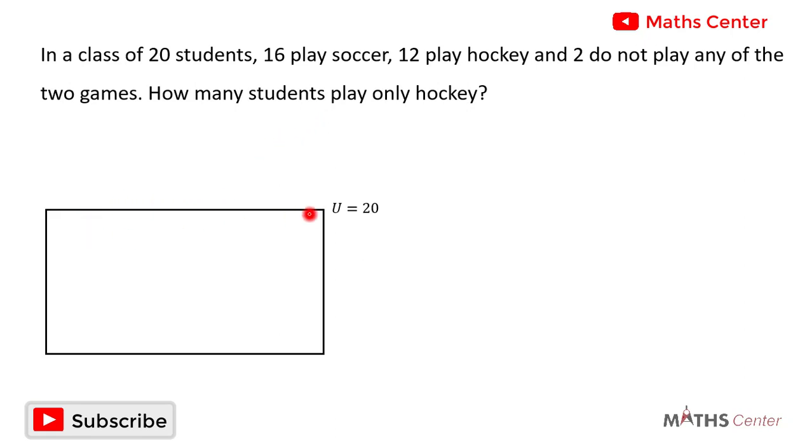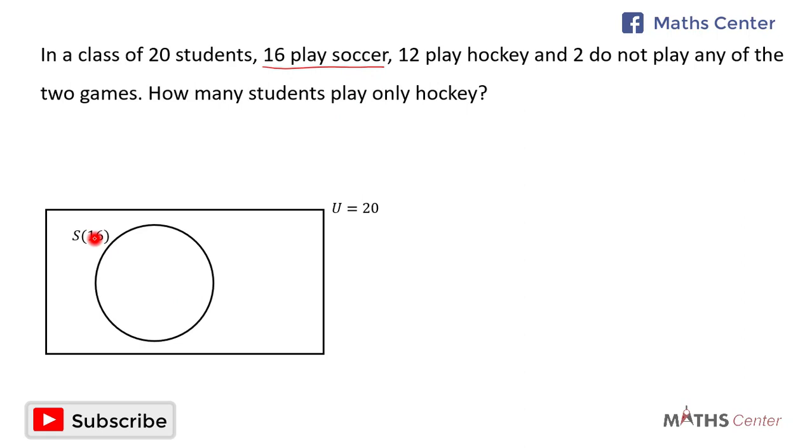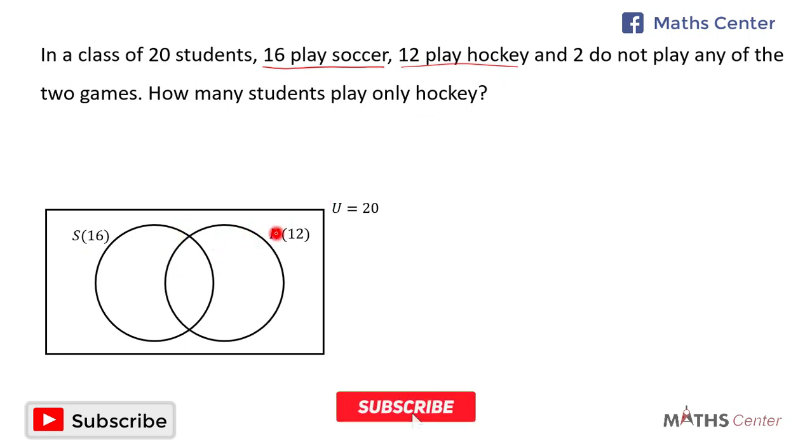I'll use the rectangle to represent the number of students in the class. So U, which will represent the number of students in the class, is equal to 20. The question says that 16 of them play soccer. I'll use this circle to represent those who play soccer. So 16 play soccer and 12 play hockey. I'll use this circle to represent those who play hockey. We have the number of students who play hockey to be 12 here.